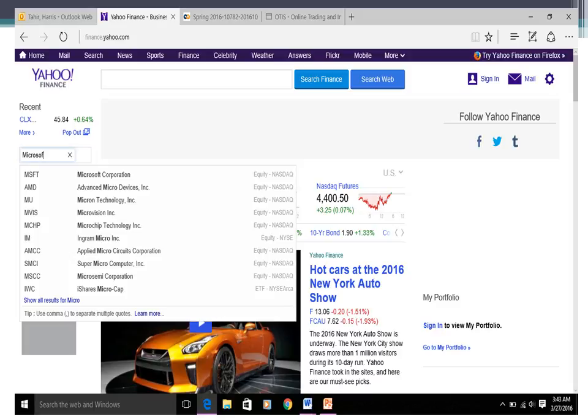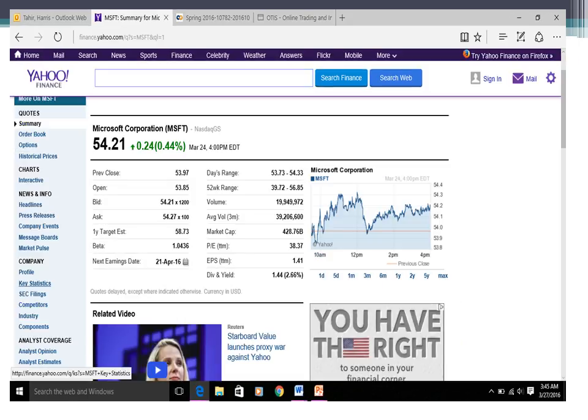So here we found MSFT as the ticker symbol for Microsoft. I want you to write that ticker symbol down on the side. We're going to need it when we trade this security. If you click on it and get quote, you're going to get some basic information related to Microsoft. For example, the price of the stock, which really doesn't matter. The price is irrelevant.